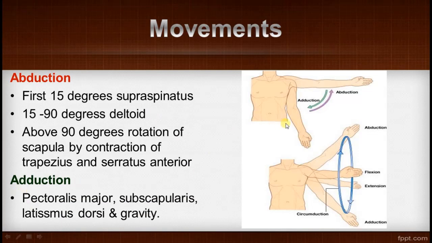Adduction is mainly by the pectoralis major and pectoralis minor. Sorry, not the minor, subscapularis. Pectoralis major, subscapularis, latissimus dorsi, and gravity aids in adduction because gravity itself facilitates the limb to fall back from the higher position. Abduction and adduction take place parallel to the plane of the body of the scapula. While flexion and extension is perpendicular, abduction and adduction take place along the line of the body of the scapula. Okay.